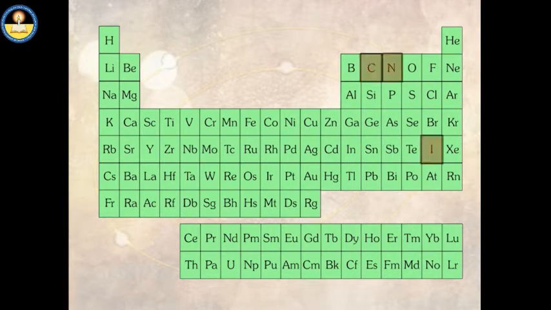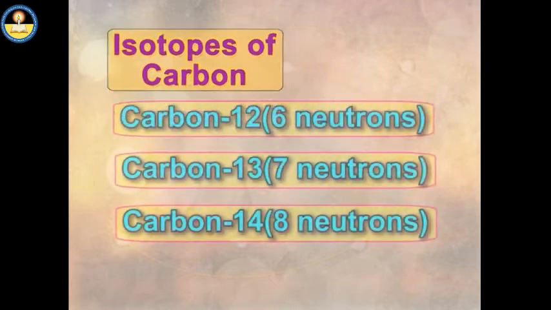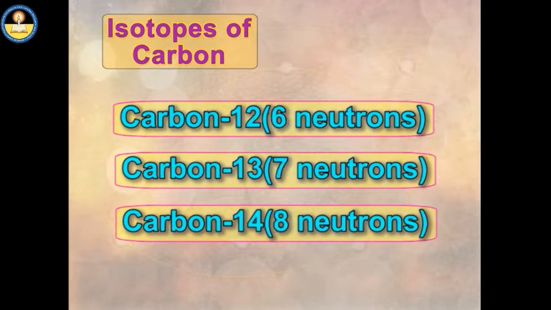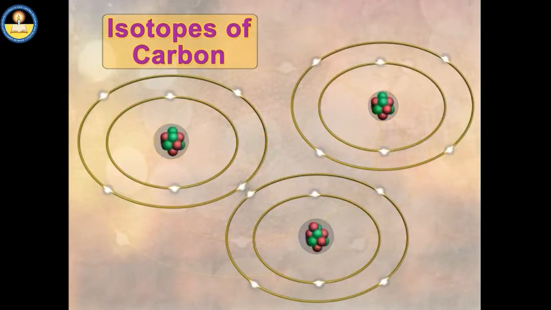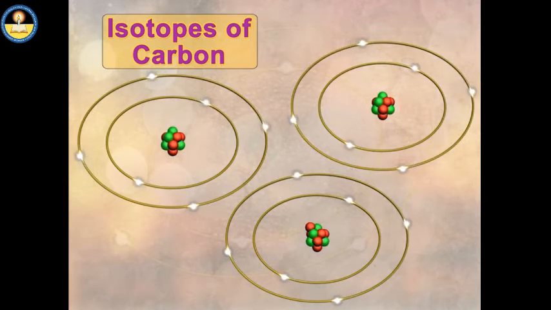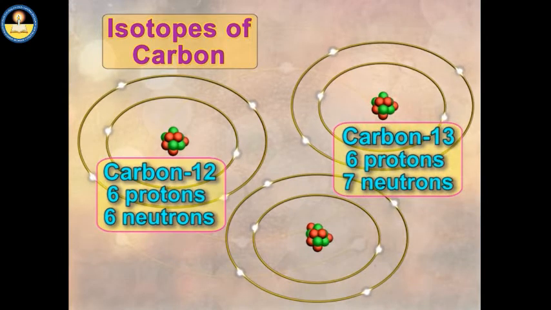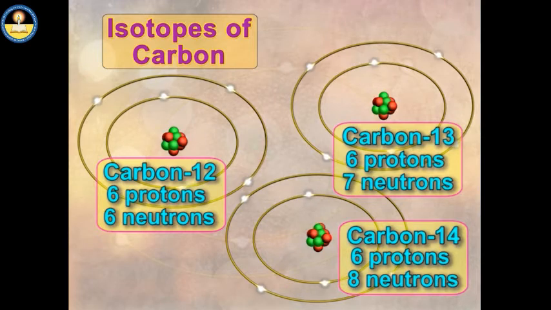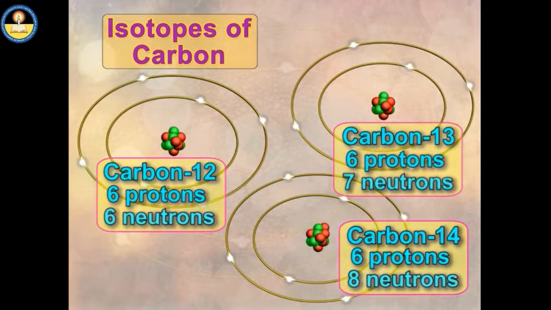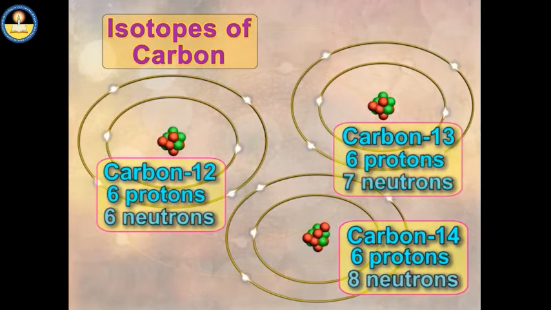Most elements have more than one isotope. To differentiate isotopes of the same elements, their neutron numbers are written after their names. For example, a carbon atom can occur naturally in three forms, namely carbon-12, carbon-13 and carbon-14. These carbon atoms have the same number of protons but different number of neutrons. These carbon atoms are called isotopes.